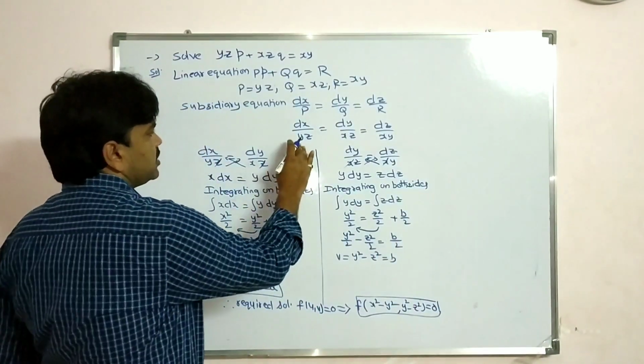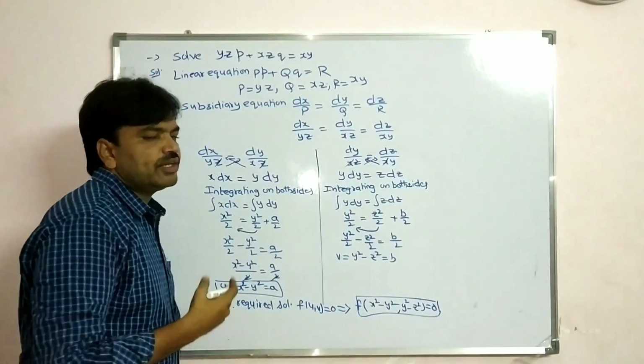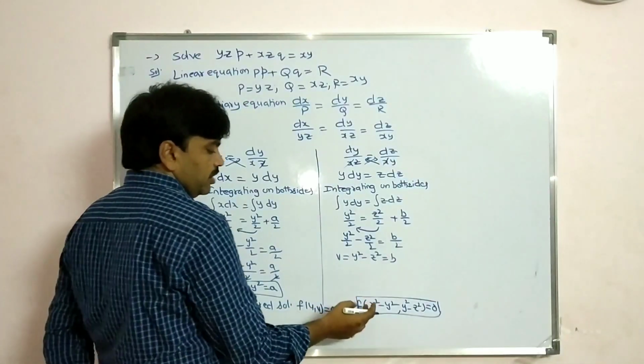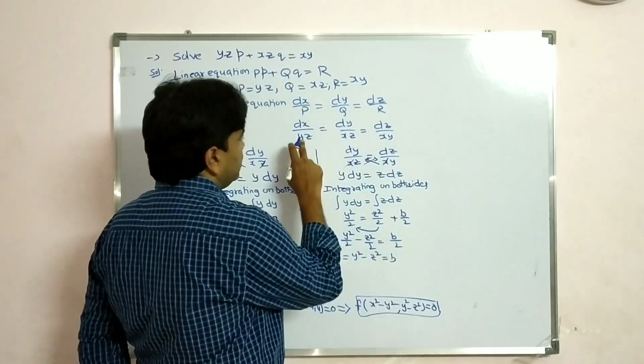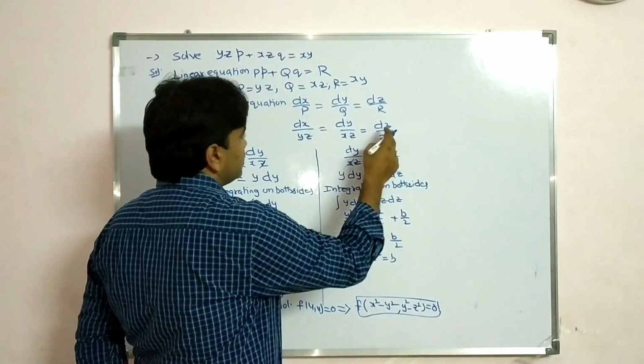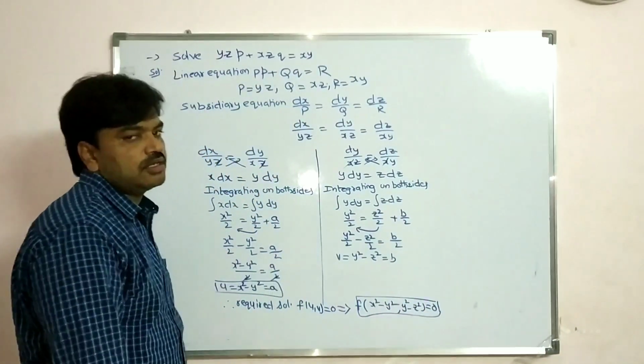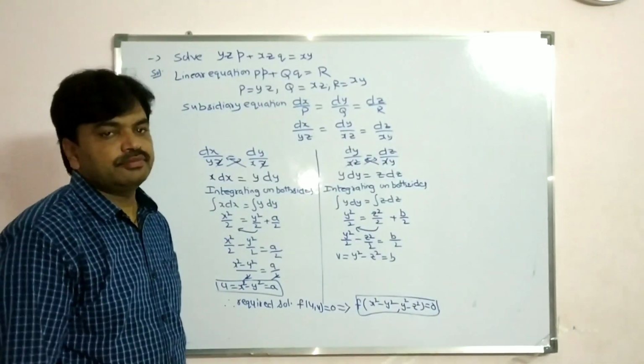If I am taking the first and last equation, simply we can guess, students, what is the solution? F of x square minus y square, here y cancels, we get here x square minus z square. It is simple, students. Right? Go to the next problem.